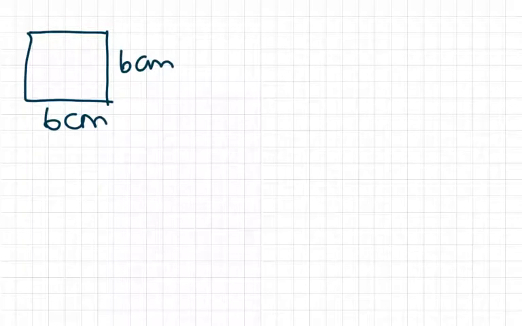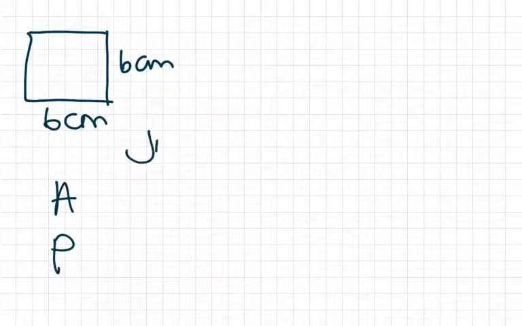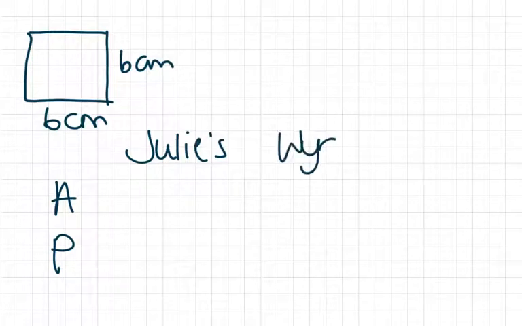So underneath that it says Wyatt wanted to make a card with the greatest possible area and the same perimeter as Julie's. Nick wanted to make a card with the same area as Julie's and the least possible perimeter. So there's a little chart there that shows area, perimeter, and then Julie's card, Wyatt's card, and Nick's card.